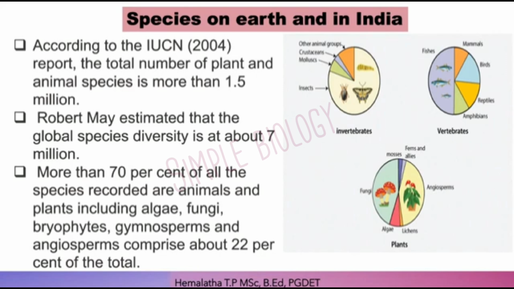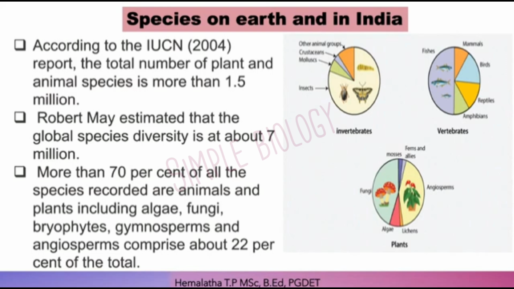But later, Robert May estimated that the global species diversity may be around 7 million, because it is not as small as 1.5 million, it is more than that, because we can see that there are millions of species which are not yet found.